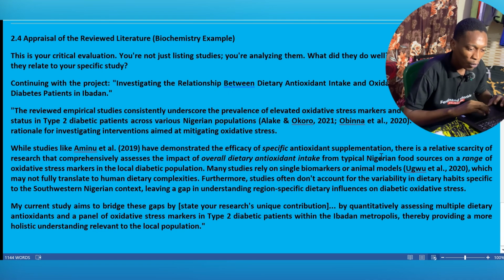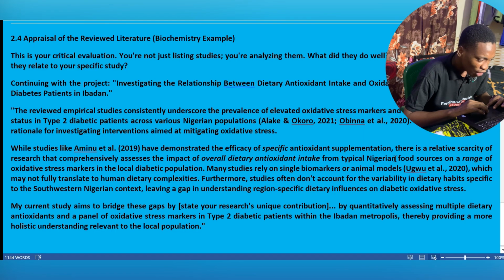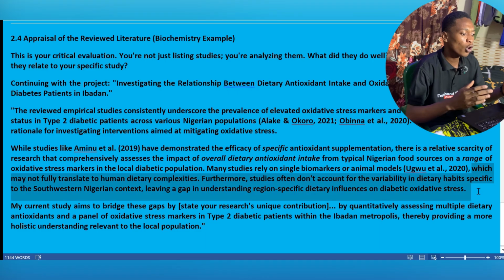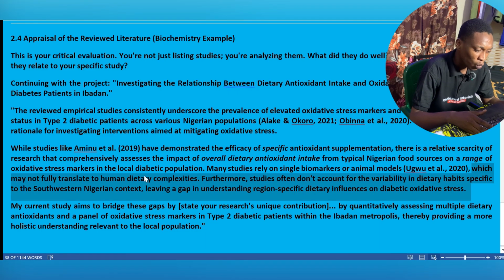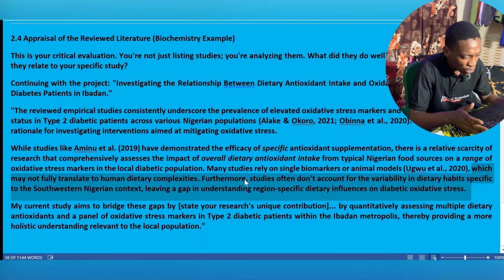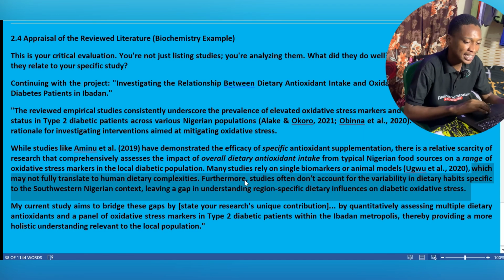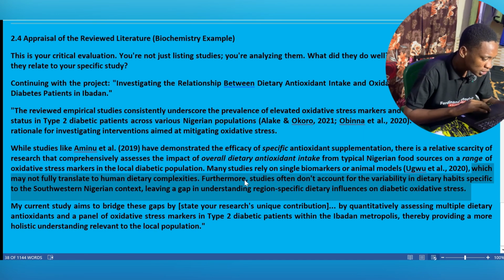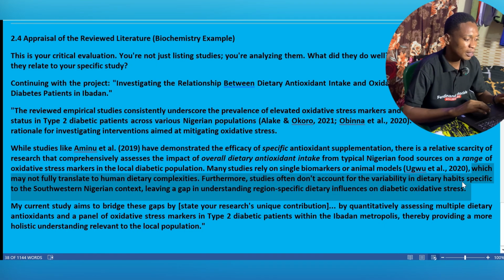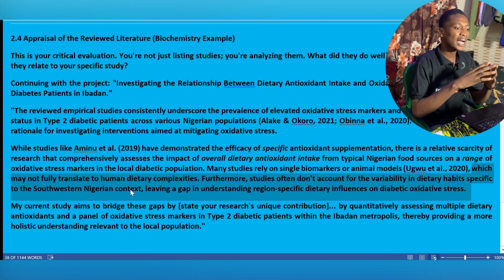All this, I will come here. This is where I will start adding my voice. These are my voices, which may not fully translate to humans. Furthermore simply means I'm coming in. Furthermore is my word. Furthermore, studies often don't account for the variability in dietary habits specific to the southern Nigerian context, leaving a gap. All these things I'm doing here are adding a voice.